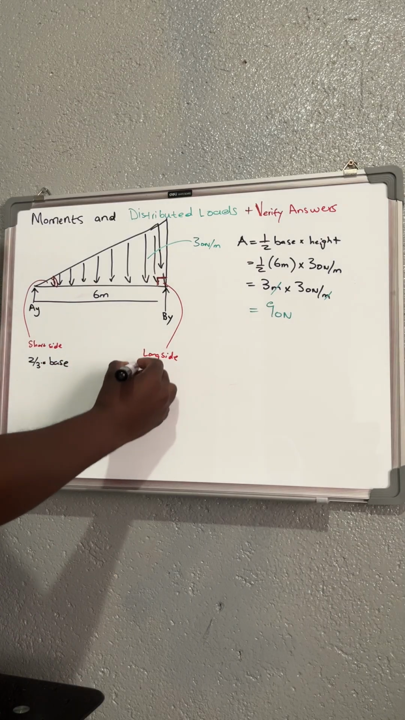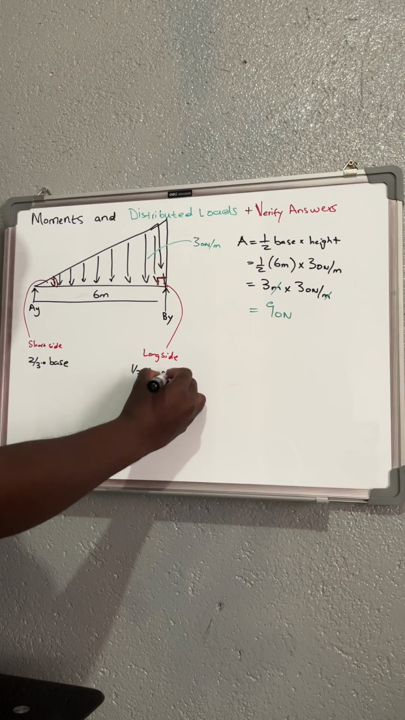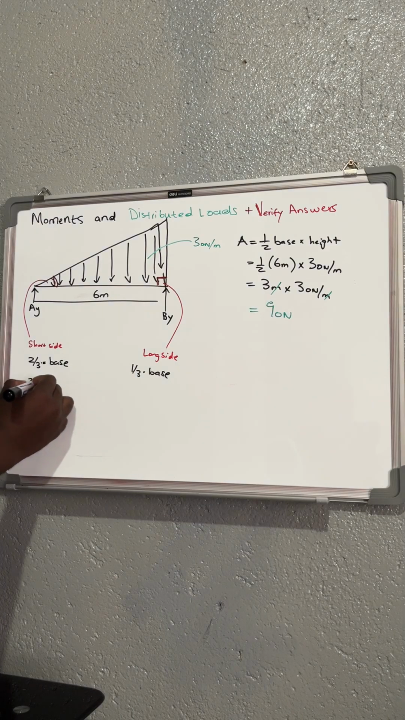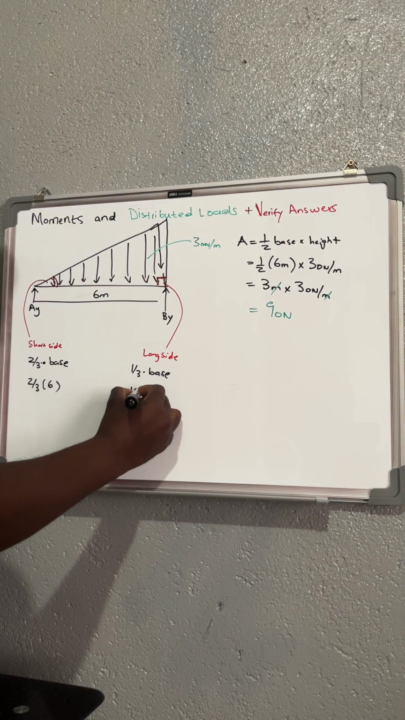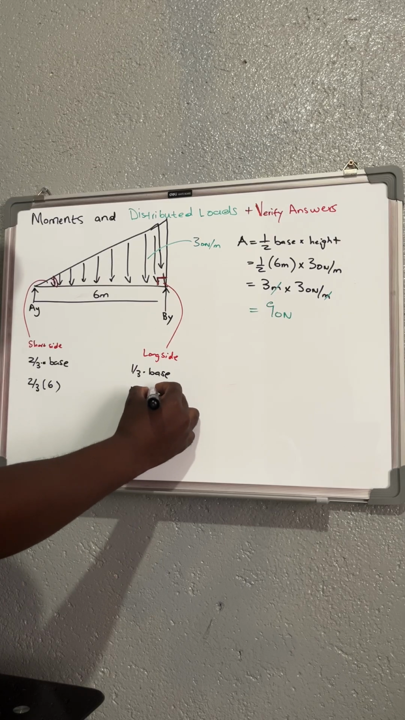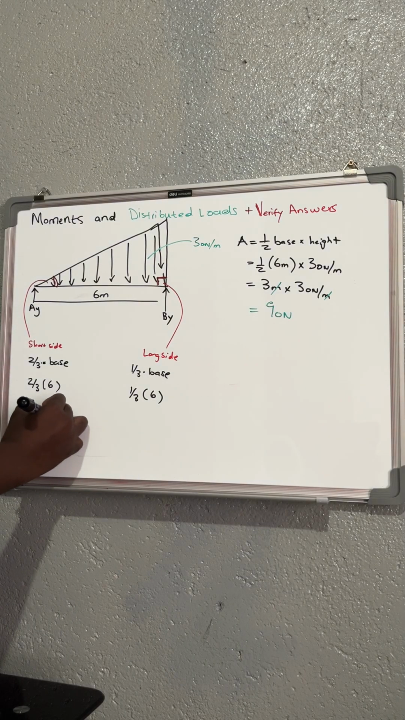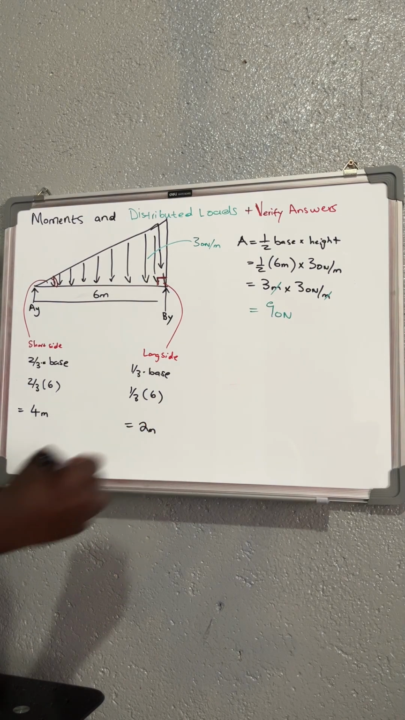Then for your long side, you have your 1/3 multiplied by your base. So 1/3 with the base, I meant to say, is the 6. With this one, you have your 2/3 multiplied by that 6. This side you have your 1/3 multiplied by the base, which is your 6. Then for this method, it's going to give you how much? With this one, it's going to give you exactly 4 meters. Then with this one, it's going to give you exactly 2 meters.